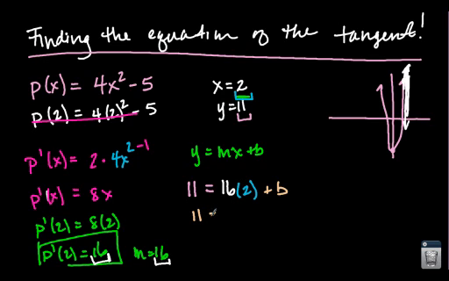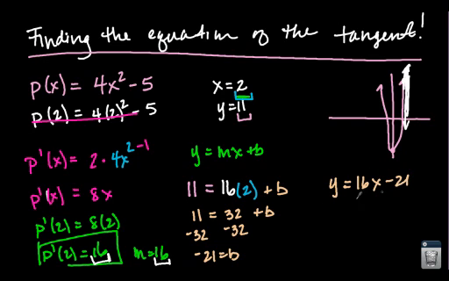I'm going to simplify this. 16 times 2 is 32 plus b. Subtract 32 from both sides, so I end up with negative 21 equals b. So my final equation for my tangent line is y equals my slope, which is 16, times x minus 21. So there's the equation of my tangent line.